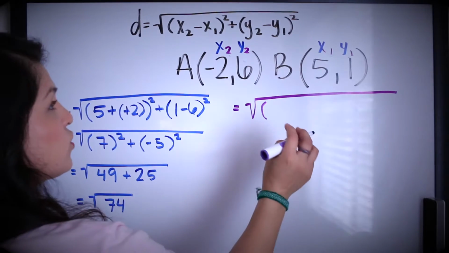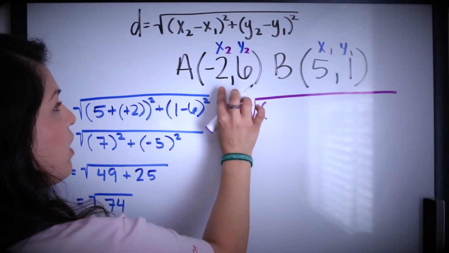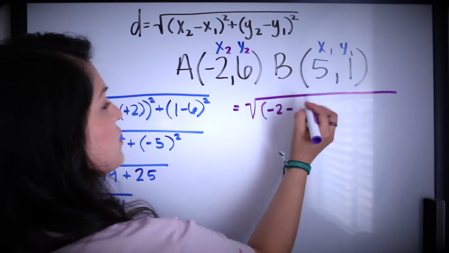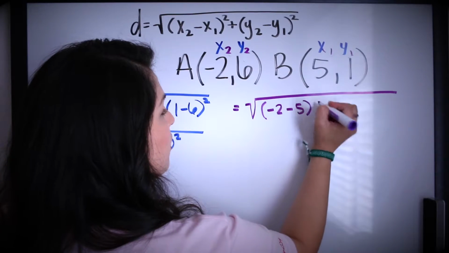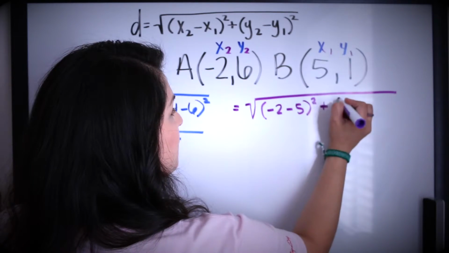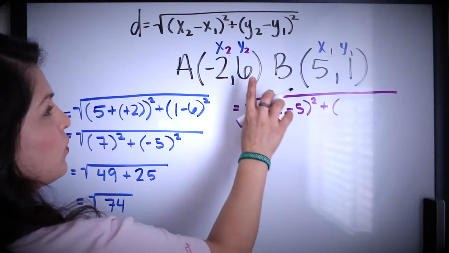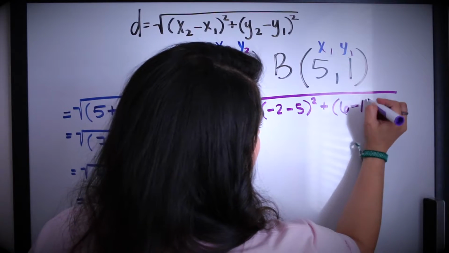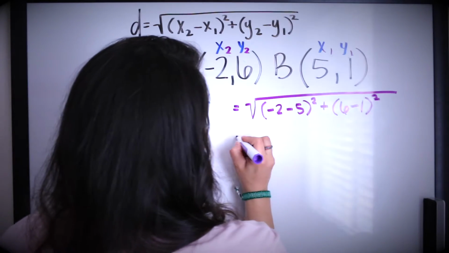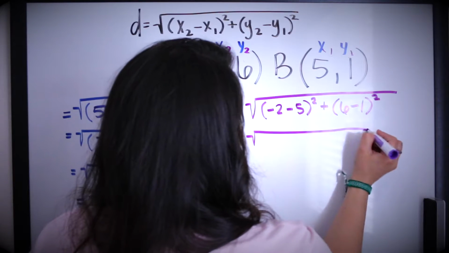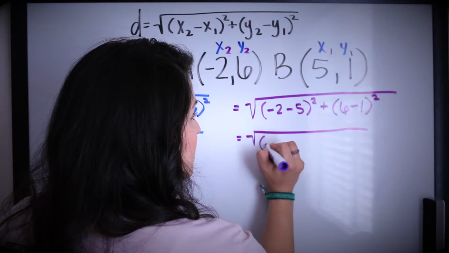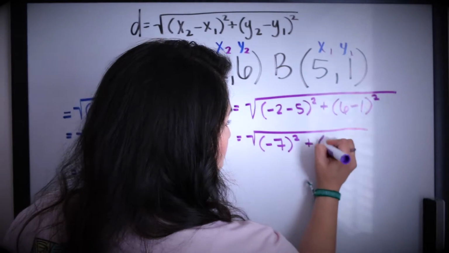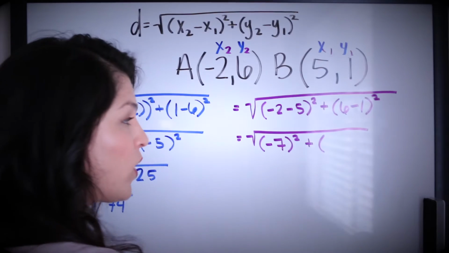So, x2 minus x1, we now have a negative 2, minus x1, which is 5, squared. y2 minus y1, so 6 minus 1. Gives us a negative 7 squared, plus 6 minus 1 is 5.